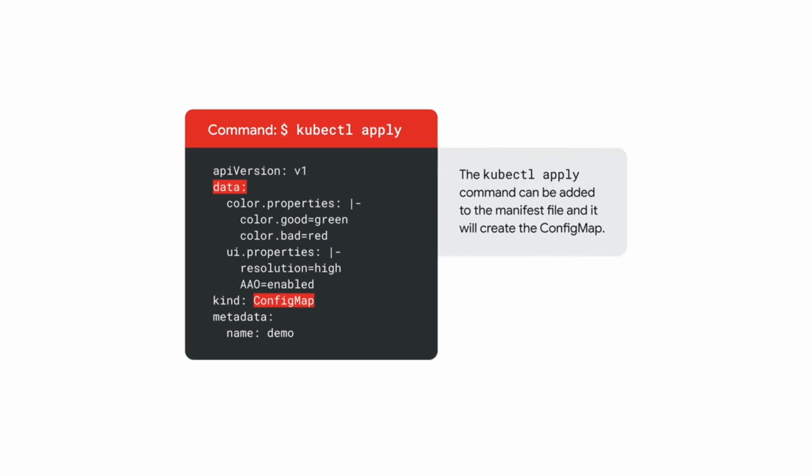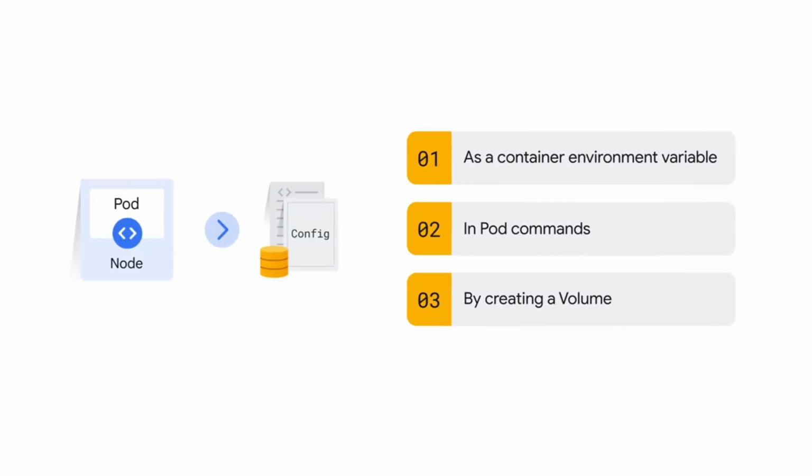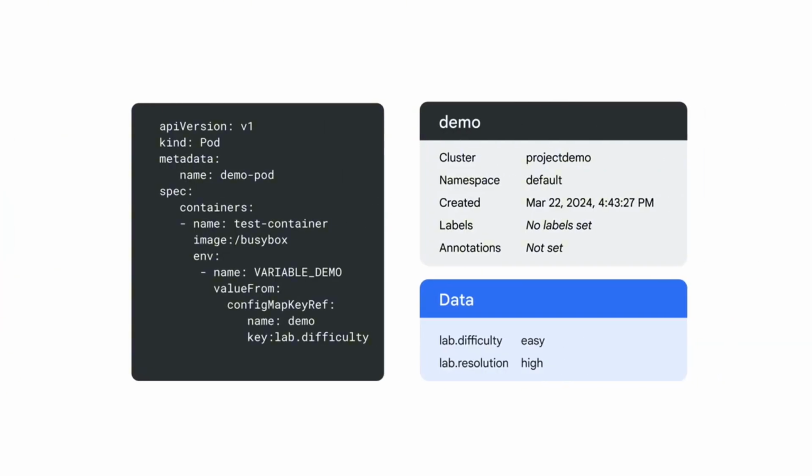The kubectl apply command can be added to the manifest file and it will create the config map. Pods refer to config maps in three ways: as a container environment variable, in pod commands, or by creating a volume. For example, let's say we have a single config map that is used in the pod as a container environment variable. Within an environment field in the YAML file, a container environment variable can be named as variable demo.